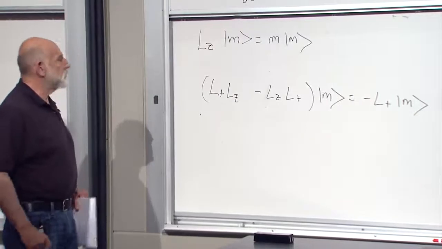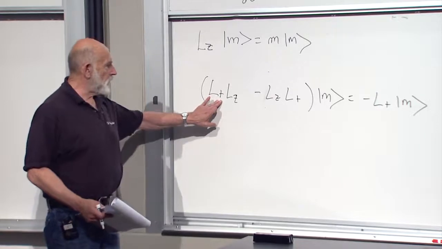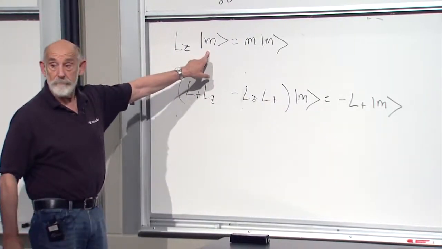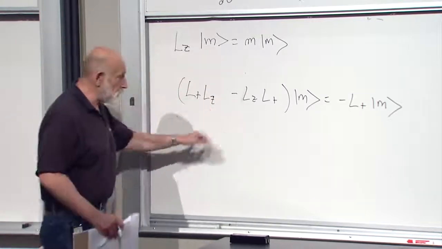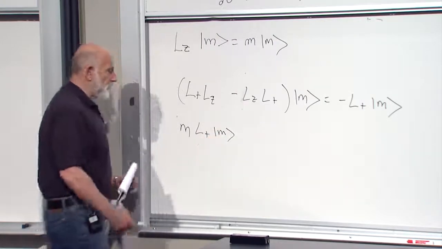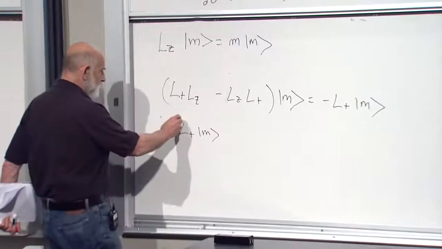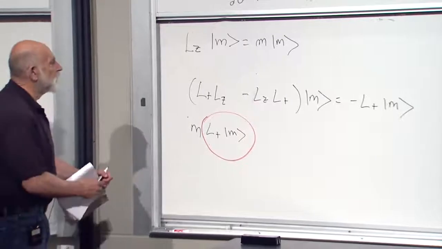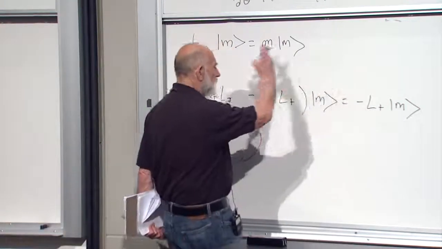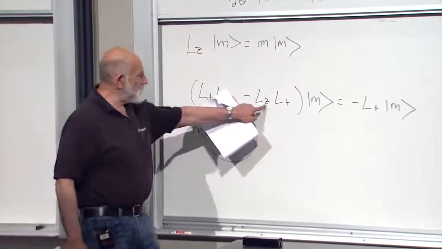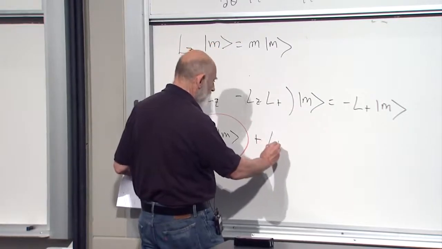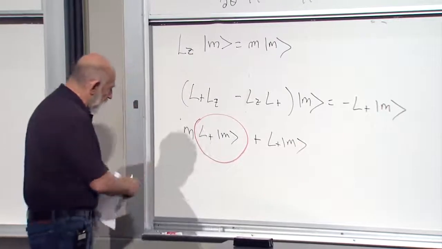Okay, so what do we know? Let's take this first term on the left. What does Lz do when it hits m? Multiplies by m. That's because m is an eigenvector of Lz. So the first term becomes m times L plus m. I'm going to take L plus and m and put them in a red circle, because I want you to think of it as a unit. Now let's move this term over to the left. That will give us plus L plus m. That's also exactly the same thing that appears in the red circle.